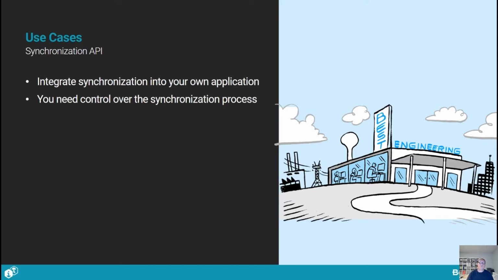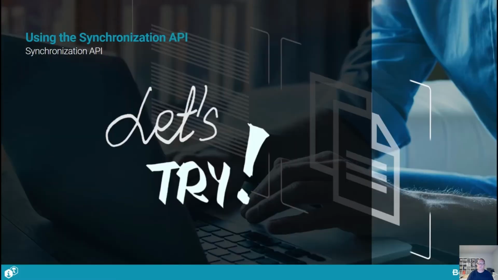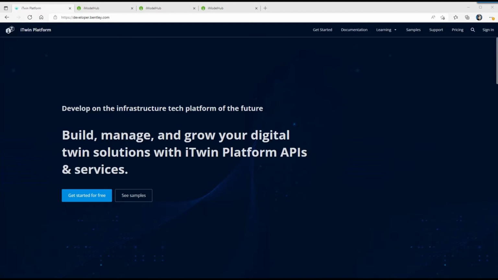And now, without further ado, let's try the Synchronization API and let me show you how to create and use manifest connections. All right, let me switch to my browser for the demonstration, and we're going to developer.bentley.com, which is our developer portal, which is an easy way to show the API and test the API. But first, before we can do anything, we need to sign in.